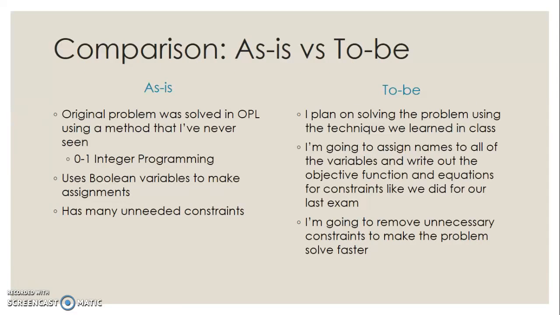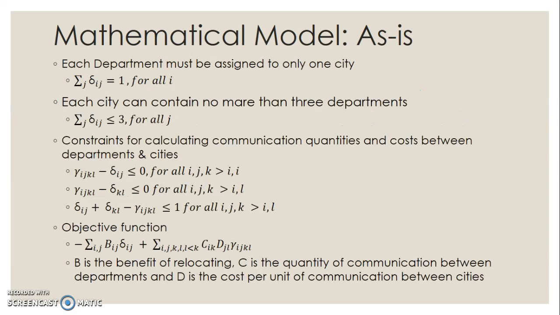So to compare the models as is and to be: the original problem was solved using 0 to 1 integer programming, which just uses Boolean variables to make assignments, and it had many unneeded constraints because the code set up loops that ran through every possible scenario, which was unnecessary. So I plan on solving the problem using the technique we learned in class, where I assign names to all the variables and actually write out the objective function and the constraints, and then I remove unnecessary constraints to make the problem solve faster.